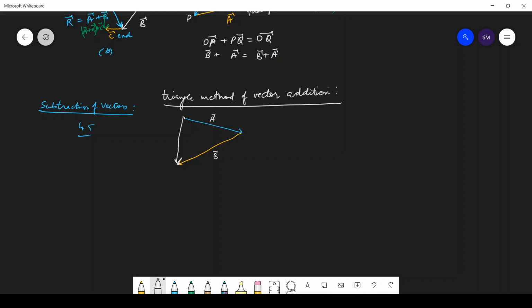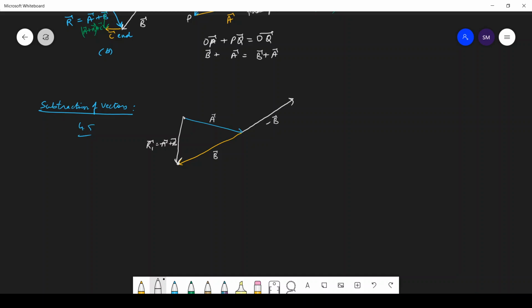Now this is vector A plus B. We can call it resultant 1, which is equal to A plus B. Now I want to write A minus B, so I need some space over here. Minus B means same magnitude but opposite direction.